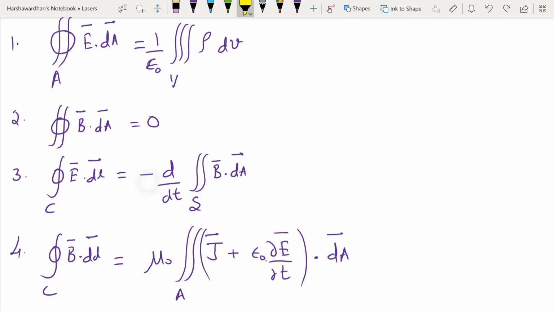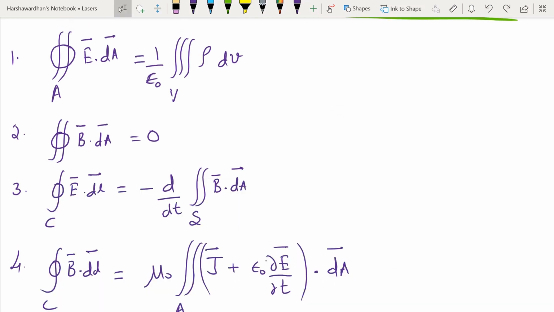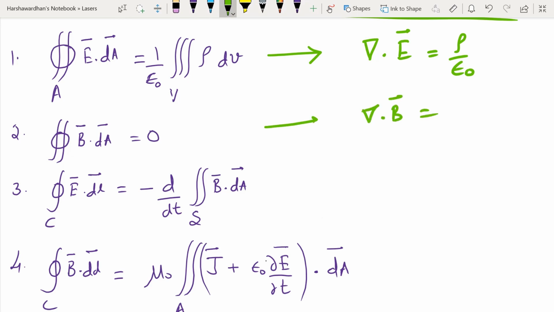So now let's quickly write these down in the differential form. So in the differential form, remember that the closed surface integral E dot dA can be replaced by a divergence of E, right, dot dV, and now you look at only the corresponding integrands, so that what you get is essentially something like this. On the right hand side you have rho, which is the charge density, and on the left you have this. Similarly, the second integral goes to del dot B equal to 0.